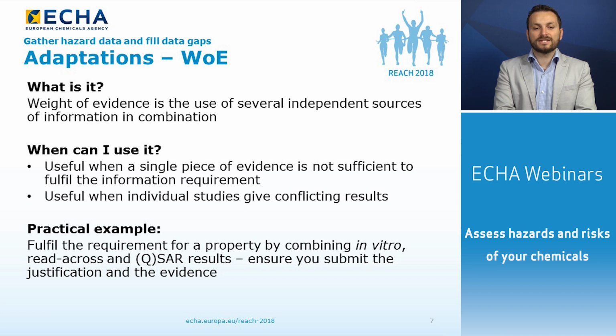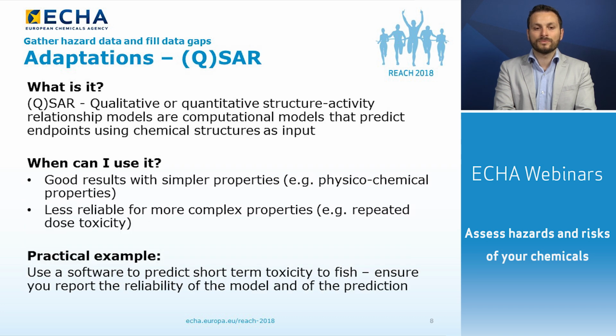Weight of evidence is the use in combination of several independent sources of information. It is particularly useful when a single piece of evidence is not sufficient to fulfill the information requirement, for instance a non-standard test, and you have other evidence to support the result. Or if individual studies give conflicting results. In this case, an expert needs to assign weight to the different lines of evidence and make a conclusion.